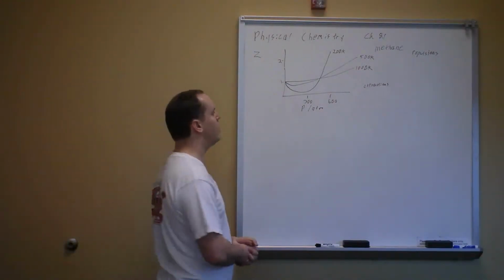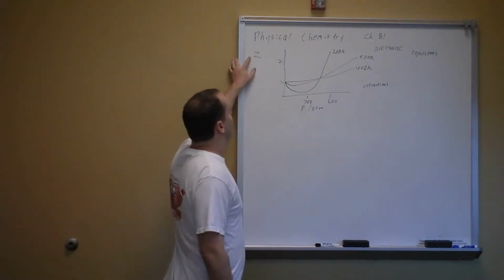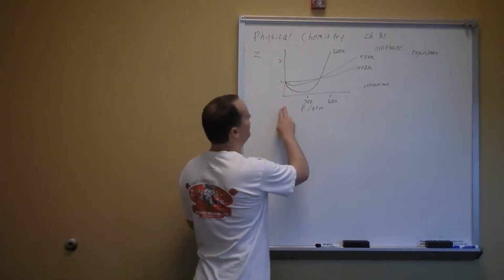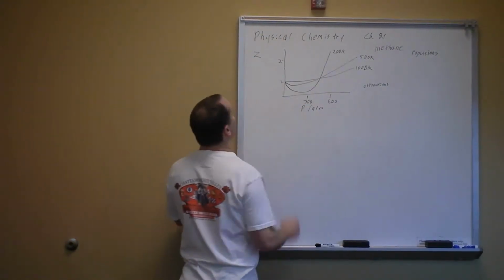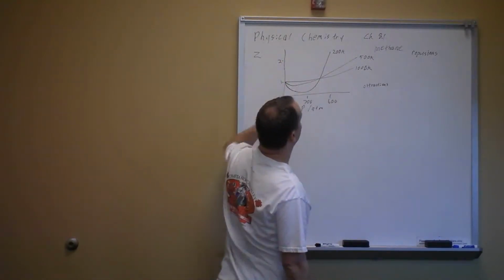Physical chemistry, chapter 8, we're finishing up section 1 now. So we're looking at Z, the compressibility factor, against pressure, and here we have specific numbers, 300, 600 atm. Compressibility Z starts at 1 to 2. There are 3 different curves for methane.